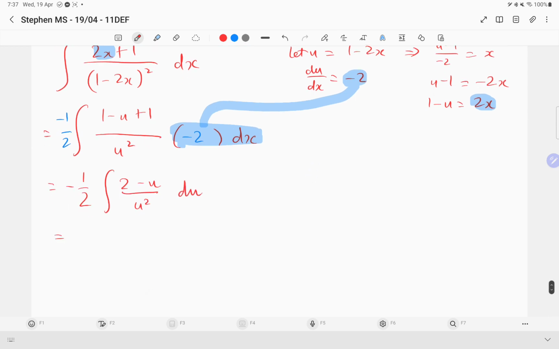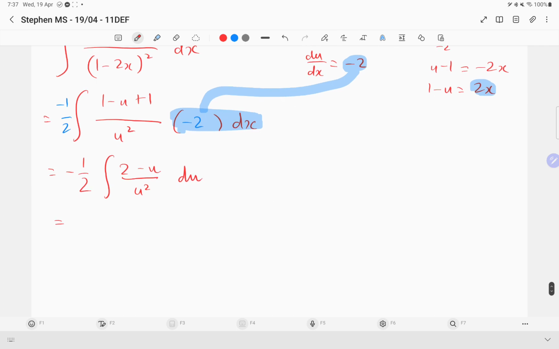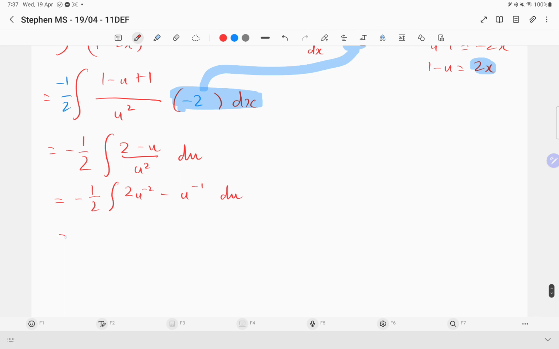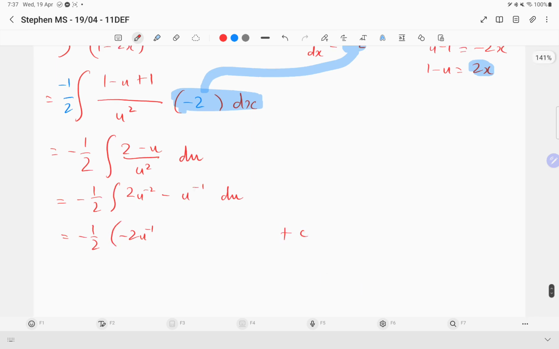The idea here is the top is just a simple polynomial of u, so just chop it up. So negative 1/2, and then that would be antiderive of 2u to the power minus 2, make sense? And then minus u to the power minus 1, du. Alright, so antiderive that. That would be plus 1, so negative 2u to the power minus 1. And then after the whole thing will be plus c.